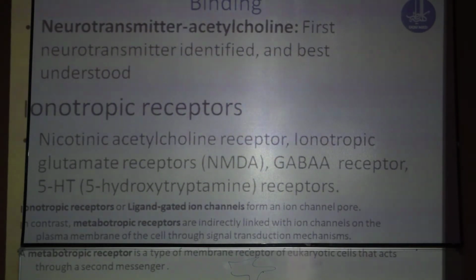Otherwise, metabotropic receptors are those that have a signal transduction mechanism through a second messenger, and this second messenger is cyclic AMP. Okay, I didn't put it in your course. I don't know about the slides we sent you. Is this there? No. Okay, but you should know it from other sources, just for your information.